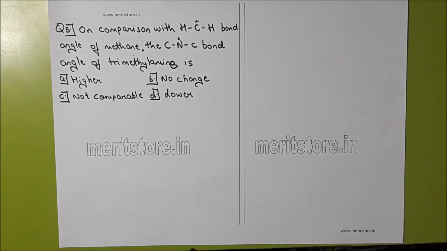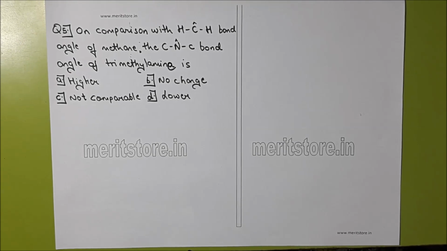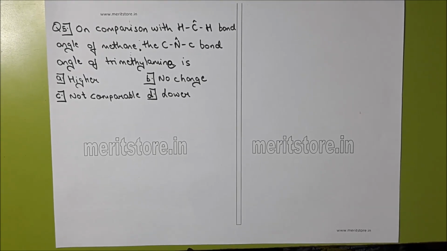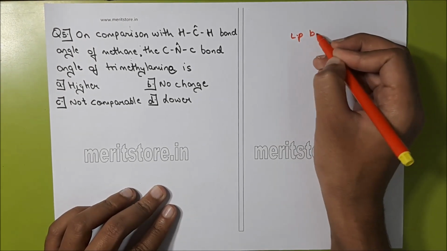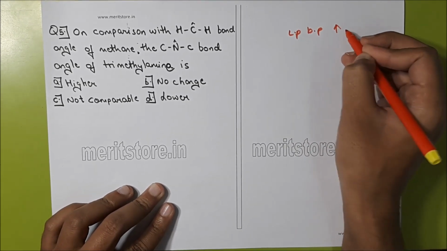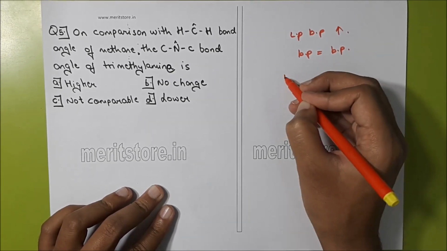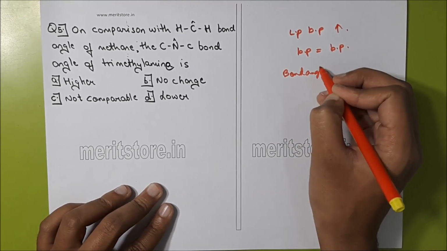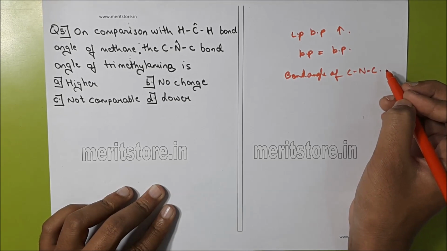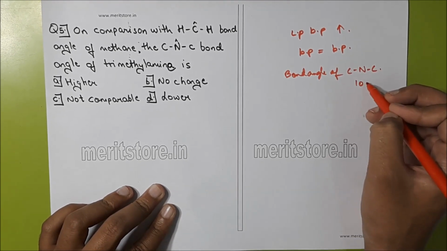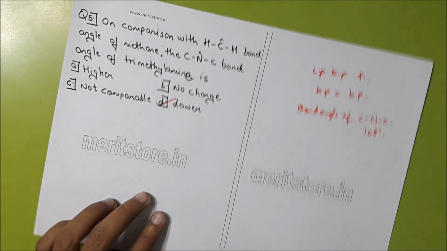Question number 5. On comparison with the HCH bond angle of methane, the C N C bond angle of trimethylamine is: A higher, B no change, C not comparable, D lower. Okay, we know that lone pair and bond pair repulsion is much greater than bond pair repulsion. So the bond angle of carbon nitrogen carbon in trimethylamine is 108 degrees. So it is lower than the HCH angle. So option D is the correct option.